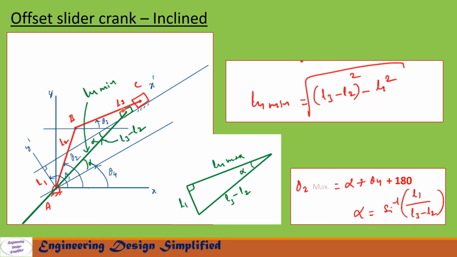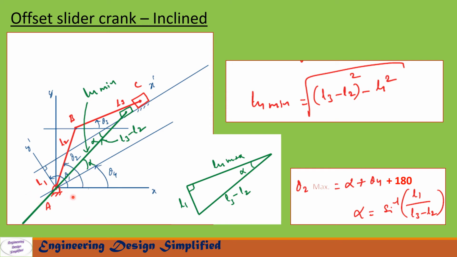Now let us find the minimum position of the slider, that is the nearest position of the slider. So the nearest position of the slider will occur when theta 2, that is L2, is turning to this angle, and then L3 is coming like this, and this length from here to here will be L3 minus L2. So if this is L3 minus L2, then this length will be L4 minimum. So not this one, this length is L4 minimum. So if this is L4 minimum, then this angle theta 2 will be theta 2 maximum.